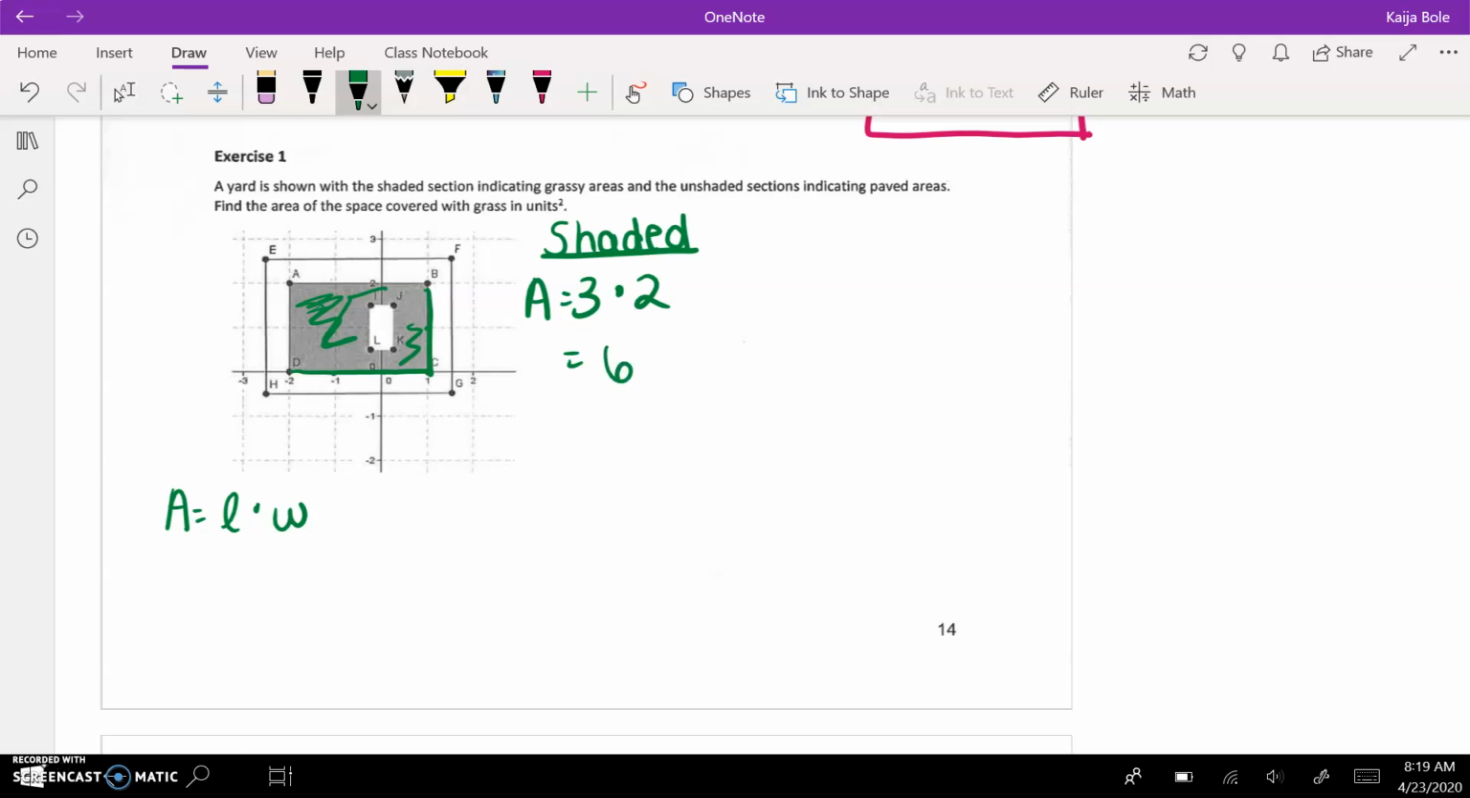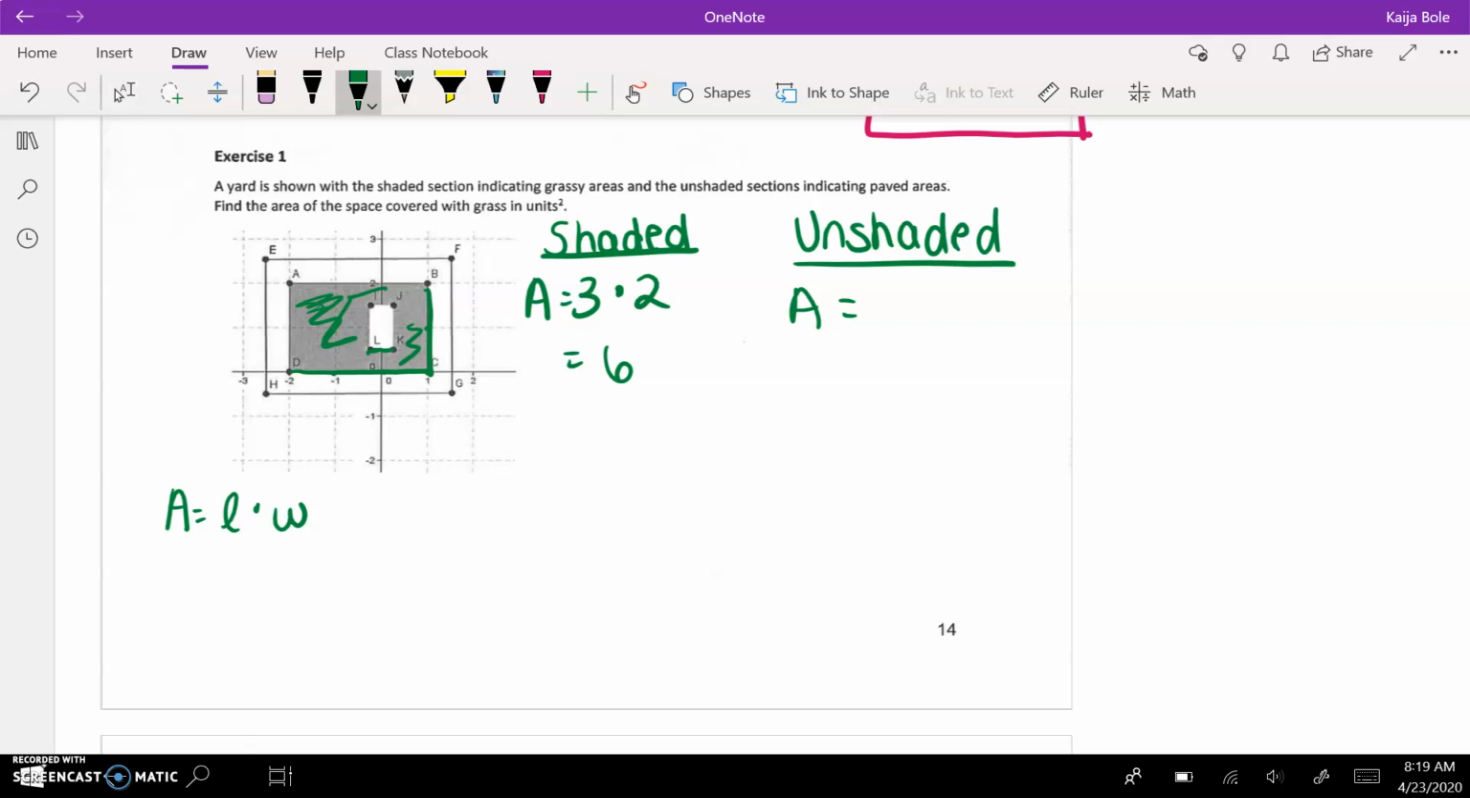And then we need to take out that little square on the inside because that's what's paved. So you could just say unshaded or inside, whatever labels you like. I just like labels because it helps you get organized. So this area, it's kind of hard to tell. I would say these are going out to about 1/4 on each side.